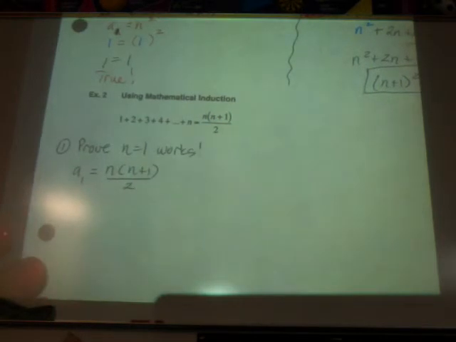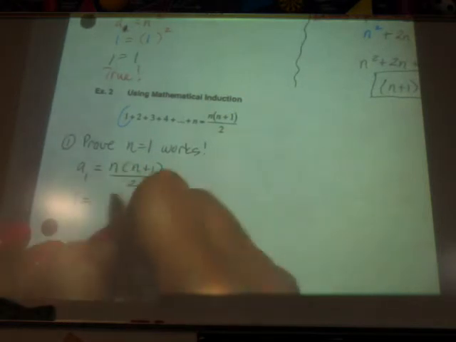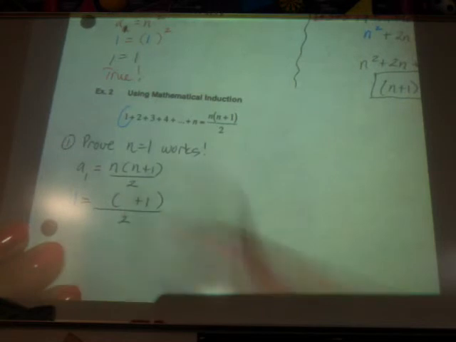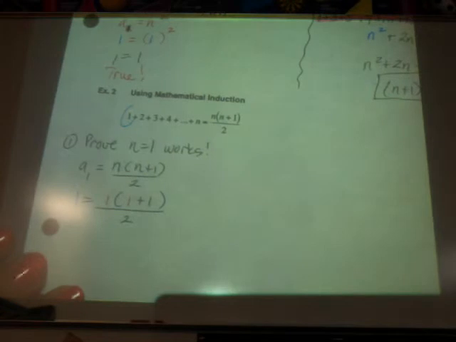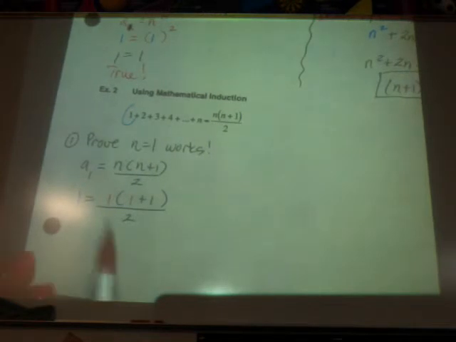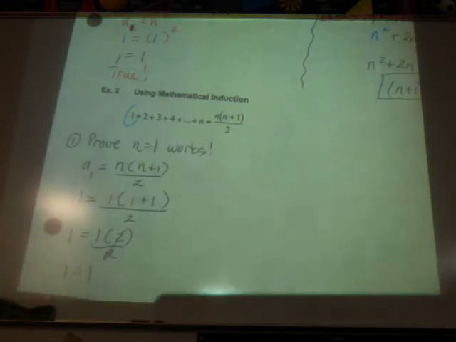What is the value of my first term? 1. So I am replacing a sub 1 with this value here, 1, equals, and then I'm replacing every n with the position a sub 1, so 1 has to go here. So do the math, because it is a proof, don't skip. You can't just skip and go 1 equals 1. You're doing a proof, so do the math. 1 times 2 over 2, you can cancel out your 2s, and doesn't 1 equal 1? It's true, right? So if I were you, I'd put a little check there. Worked.